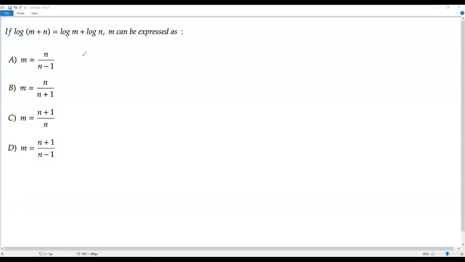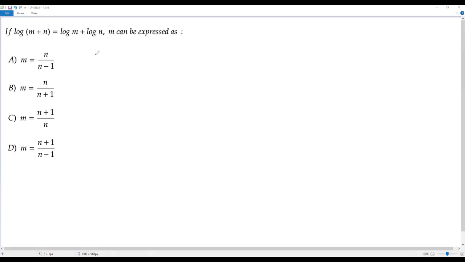Here we have a problem on logarithm. Okay, let's go to the question. If log of m plus n equals log m plus log n, m can be expressed as. In this equation, we have to solve for m. When I go over the answer choices, it's clear we have to solve for m in terms of n.